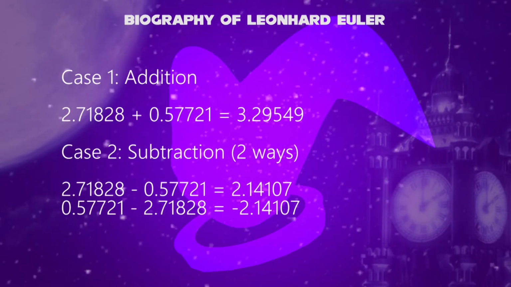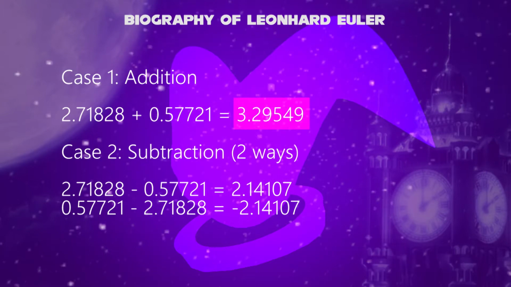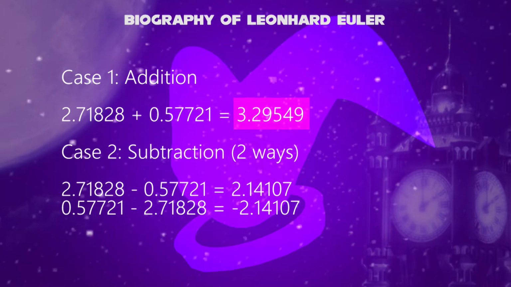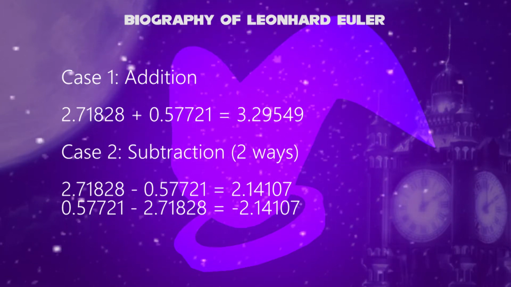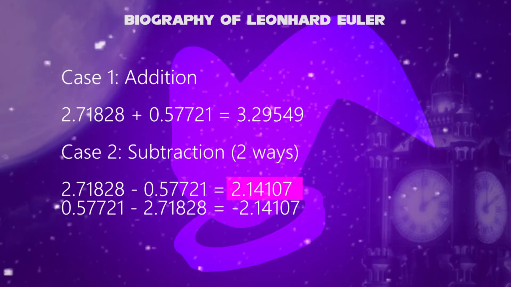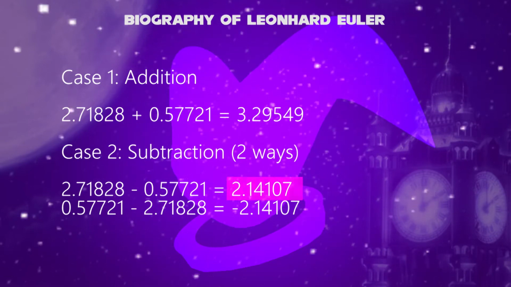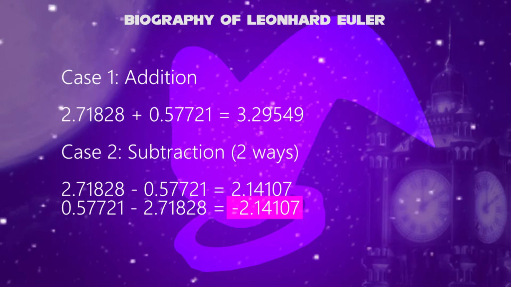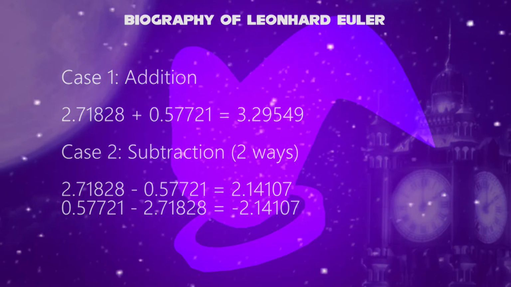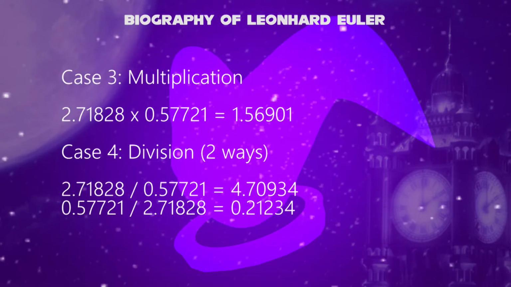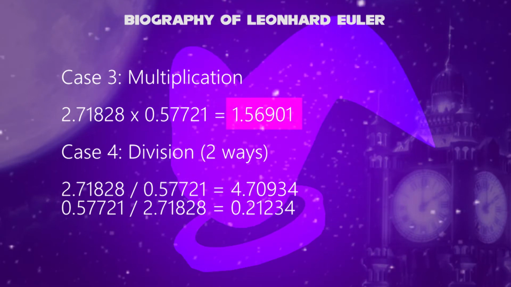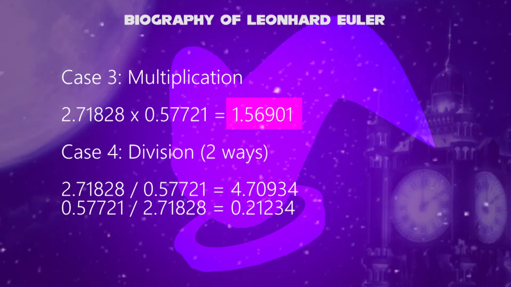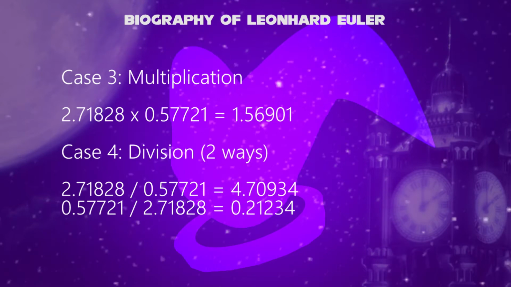First case, using addition, the value obtained is 3.29549. Second case, using subtraction, the value obtained is 2.14107, but with the negative sign if you reverse the values. Third case, using multiplication, the value obtained is 1.56901 as the decimal is shifted towards the left.